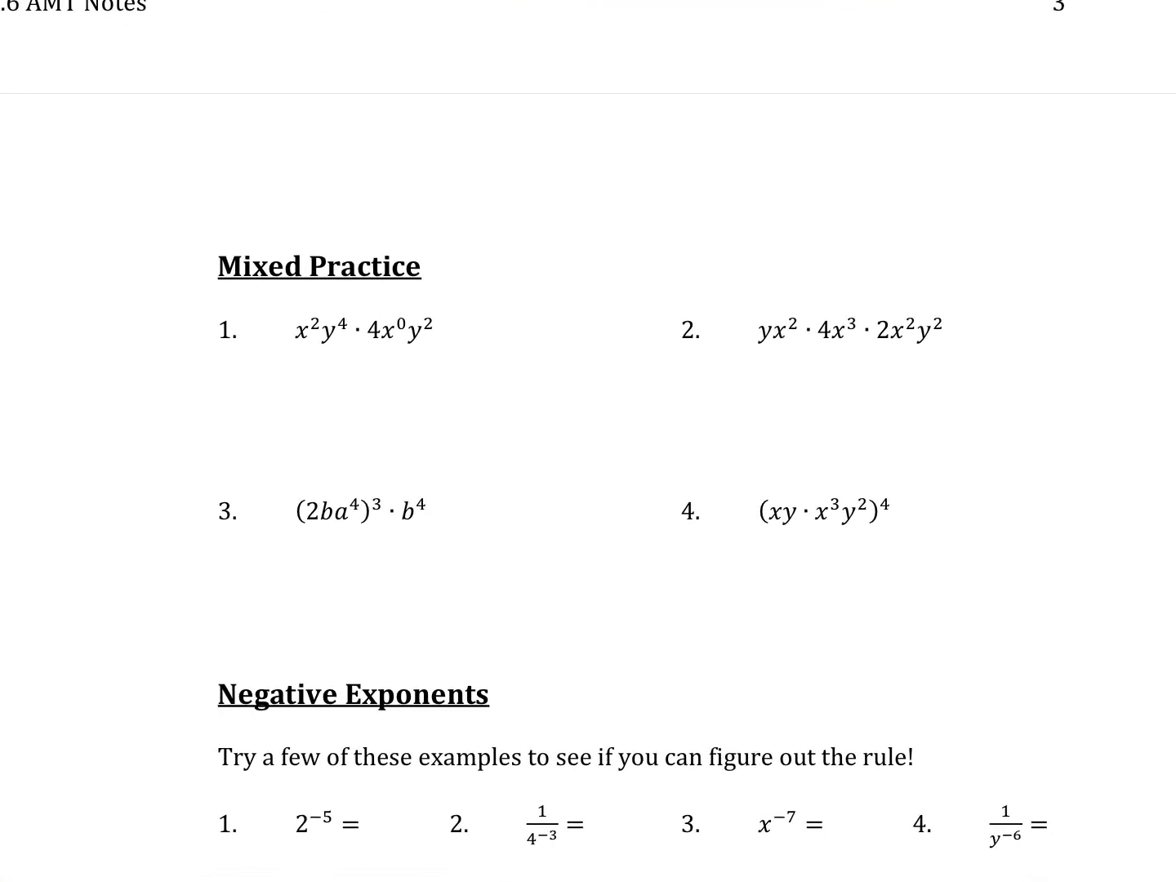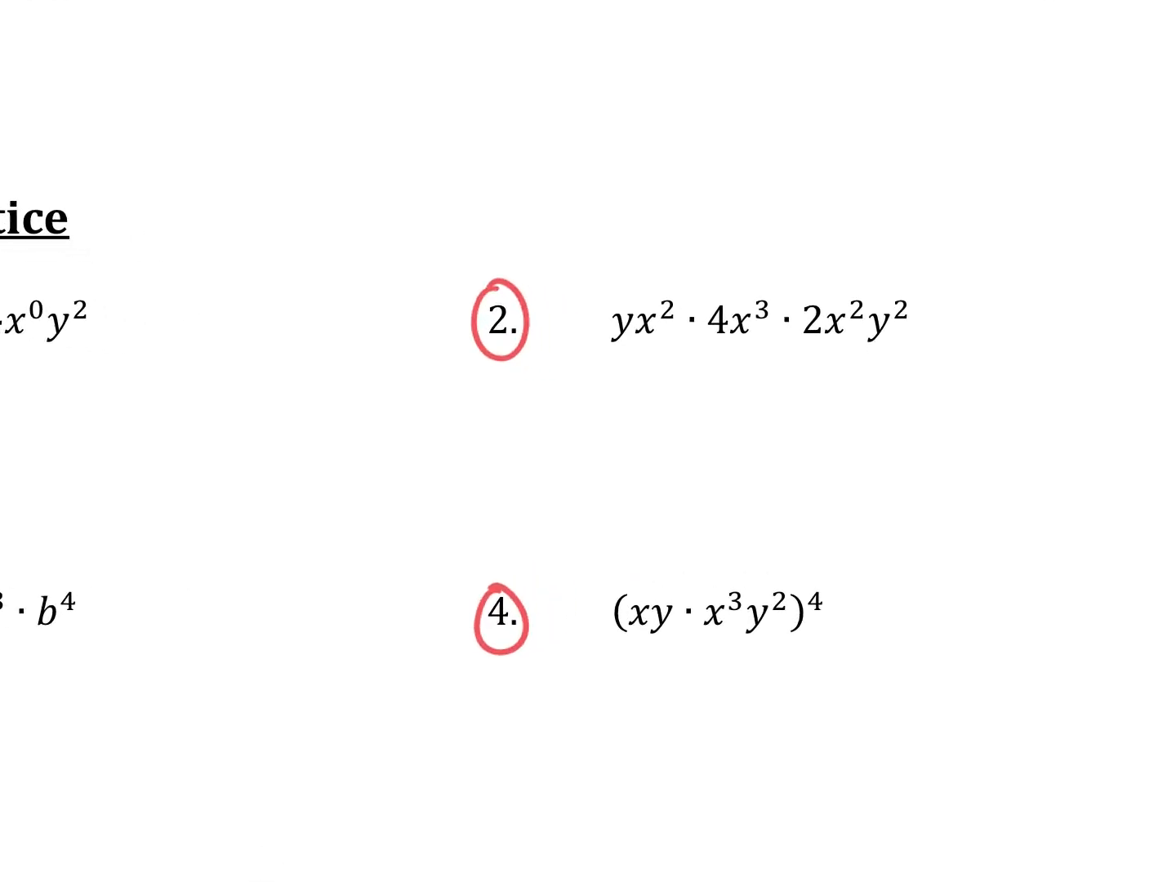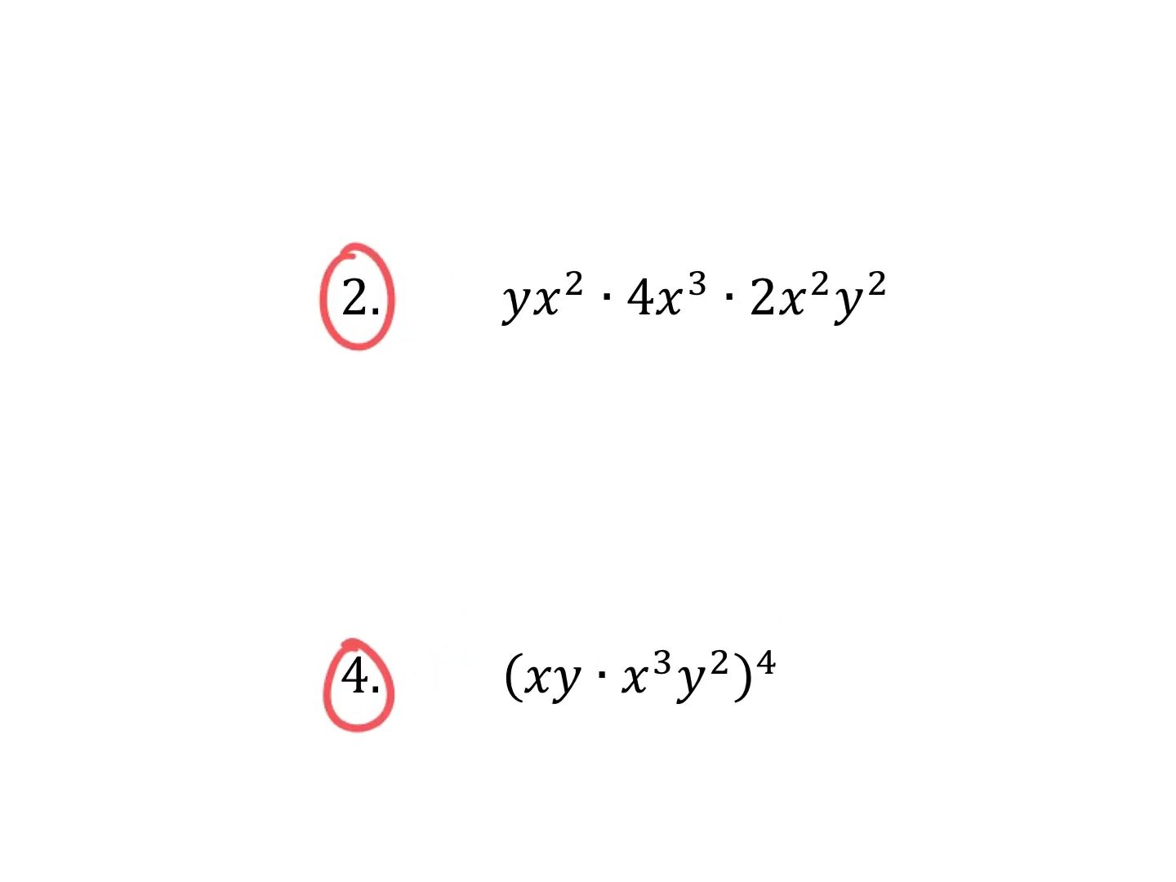So why don't we do... Let's do number 2 and number 4, okay? And you guys will try the other 2 on your own. So number 2 and number 4. Let's do number 2 first, okay? So we have yx squared times 4x to the third times 2x squared y to the second. So do we have any pow happening here? Any parentheses anywhere to do? No. So now we're going to multiply straight across.